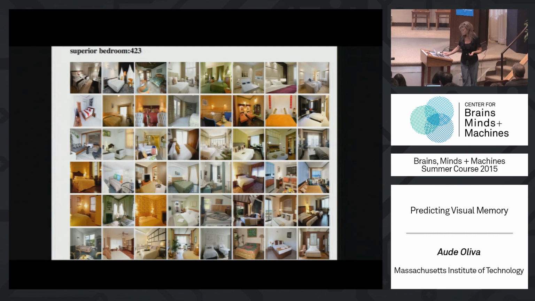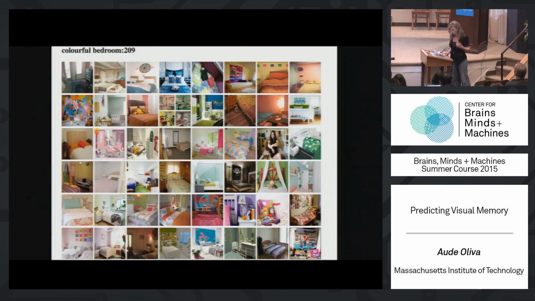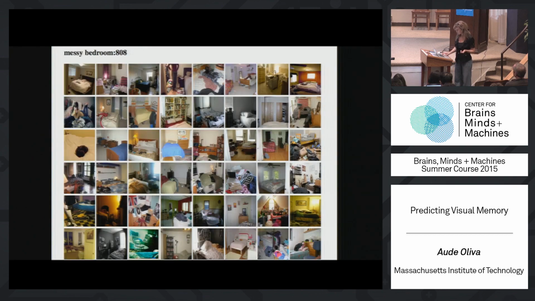So simple bedroom, the tags were put automatically: superior bedroom, senior bedroom, colorful bedroom, hotel bedroom, and so on and so on. That was the retrieval we did, which means that now for every category there's also a tag in terms of the subtype of environment this can be.